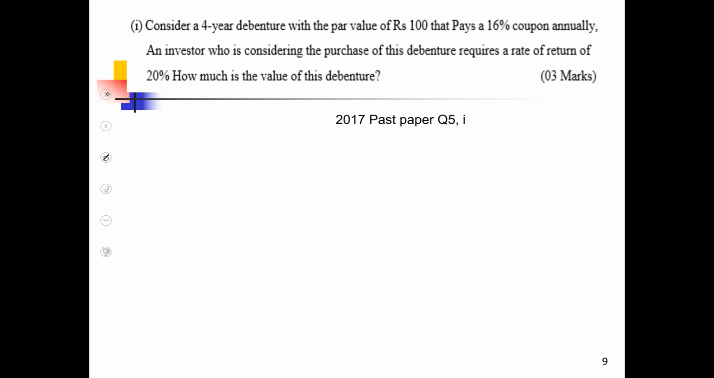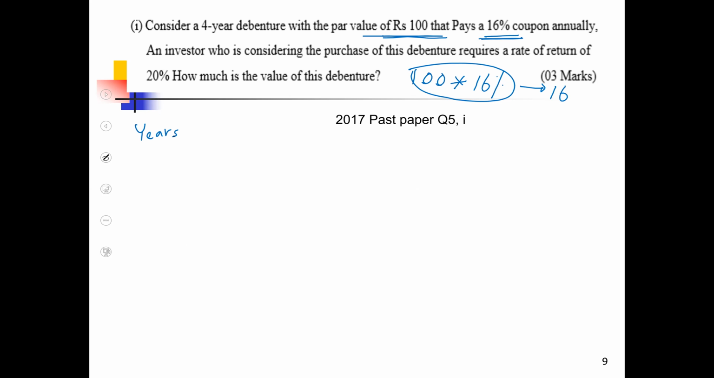Here, let's identify. Considering the 4-year debenture, par value is 100. Coupon interest rate is 16. That means annually they are going to receive 100 into 16%, that means rupees 16. That is the coupon interest which they are going to receive annually. Year 1, 2, 3 and 4. Let's draw a table. We can use years.